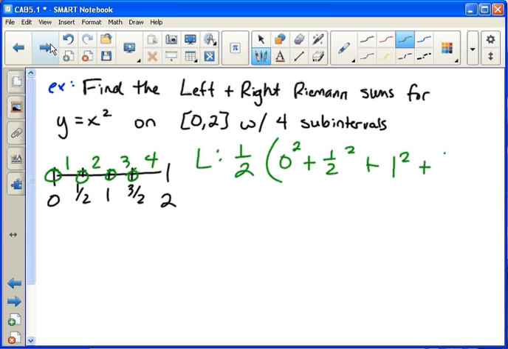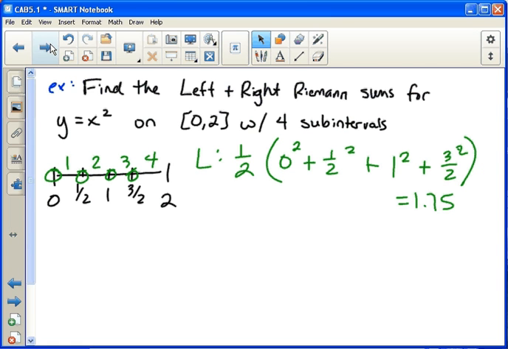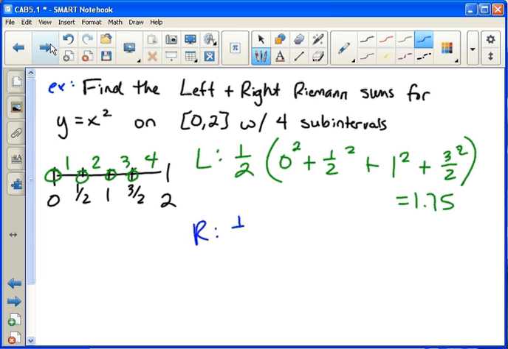So let's multiply this, see what we get. 1/2 times 0 plus 1/4 plus 1 plus 9/4. We get 1.75 for our answer. So the left Riemann sum is 1.75. Now let's look at the right Riemann sum. It also is going to have rectangles with bases of 1/2. But this time, when we look at the first subinterval, we're going to use 1/2 because it's our right endpoint. And the reason I'm squaring this is because of this equation right here. We're doing y equals x squared, so I'm just trying to skip a step and go ahead and plug in my point into my equation.